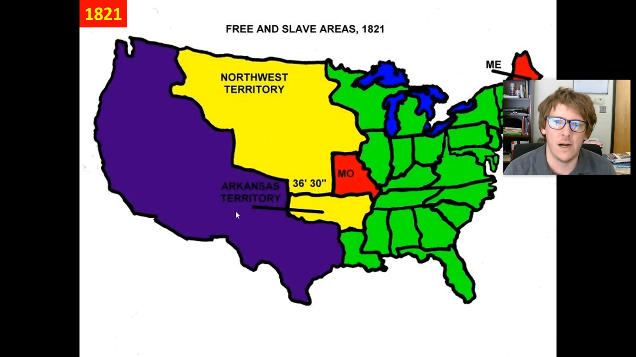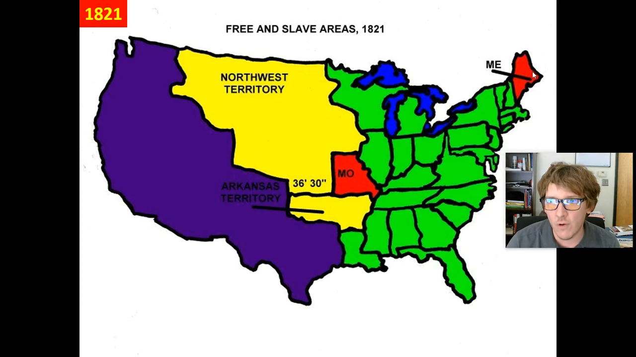And so they decide, all right, well, Missouri will be a slave state, but to even it out, Maine, we'll just create Maine out of thin air. Maine wasn't a state, and Maine was a part of New England.